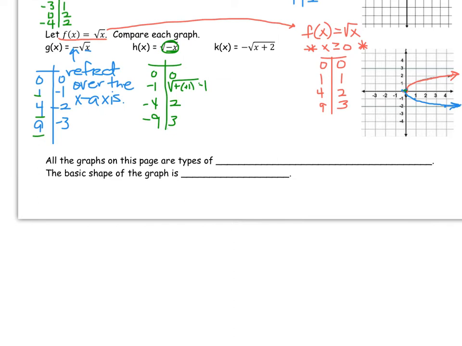So our start point stays the same, 0, 0. But now we have negative 1, 1. That should say equals 1, not negative 1. Negative 1, 1. We have negative 4, 2 over here on the left. And then if we went all the way over to negative 9, we'd only go up 3. So notice this graph goes in the opposite direction. So this graph reflected over the y-axis.